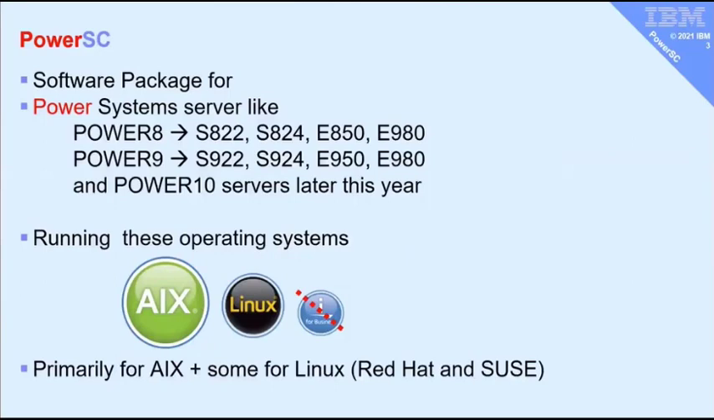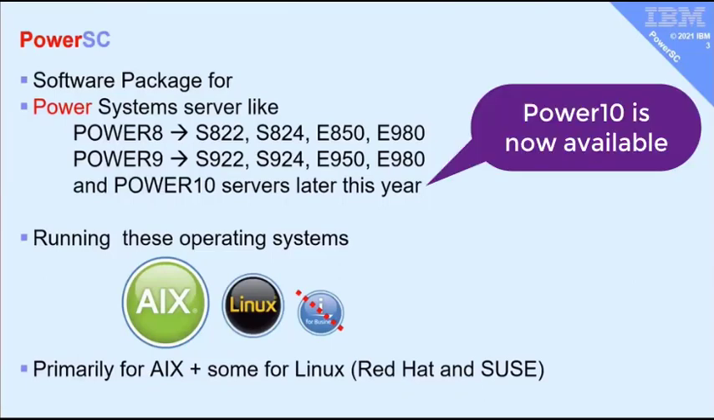Power, the power in the name gives you a bit of a hint that these are Power Systems we're talking about. In the Power Systems, our current ranges are Power 8 and Power 9. That's the actual name of the chip, the generation of the chip that comes out every 3 or 4 years. And these are the models you have that can use PowerSC.